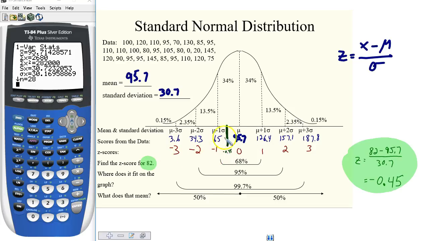This is going to make life a lot easier for us because we're not going to have to add three standard deviations and subtract three standard deviations every time. We will always have the same numbers under here, and I can very quickly find exactly where negative 0.45 is. It's right here, between the mean and 1 standard deviation to the left of the mean. It's 0.45 standard deviations below the mean.